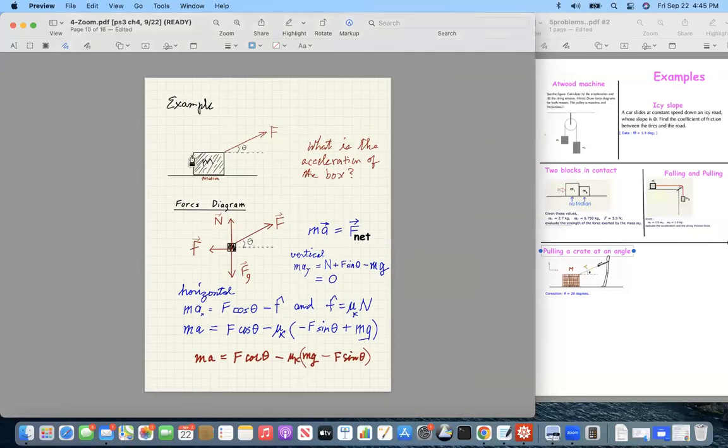So, you know, it's always the same. You draw a force diagram. Before you do anything else, you draw a force diagram. And you put all the forces and nothing else on the force diagram. Then you write Newton's second law, perhaps separated into different components. And then it's algebra.